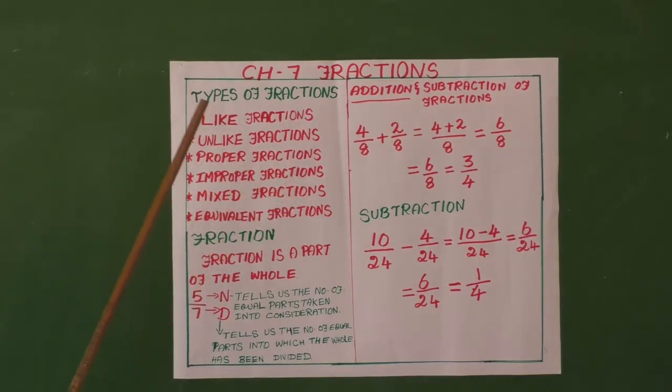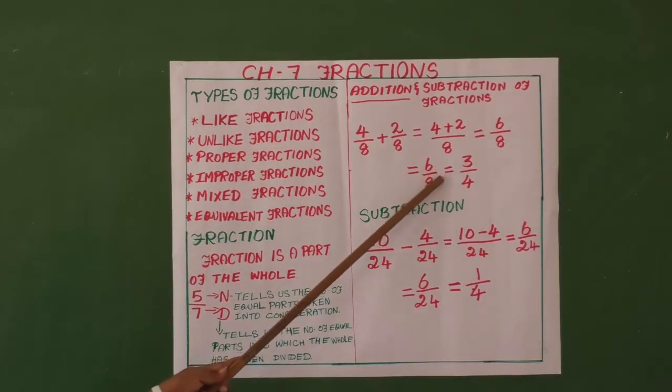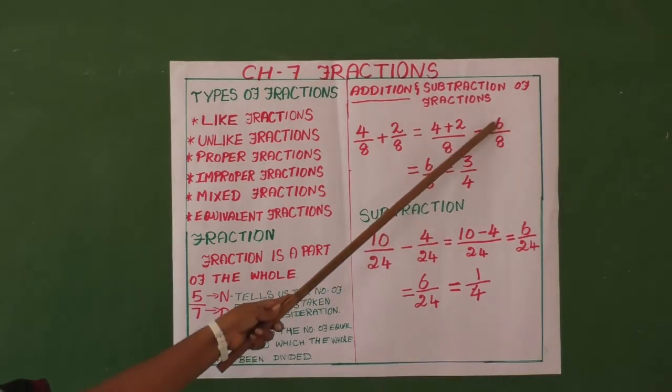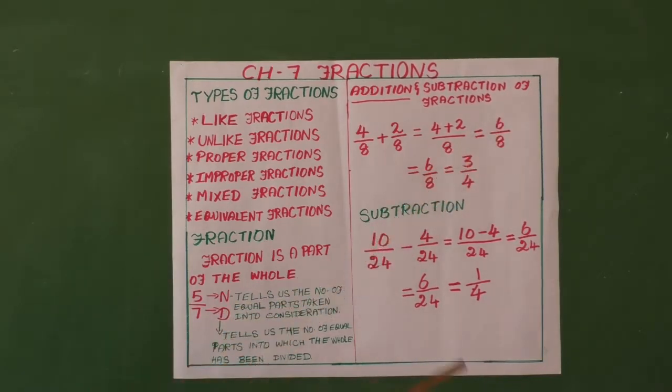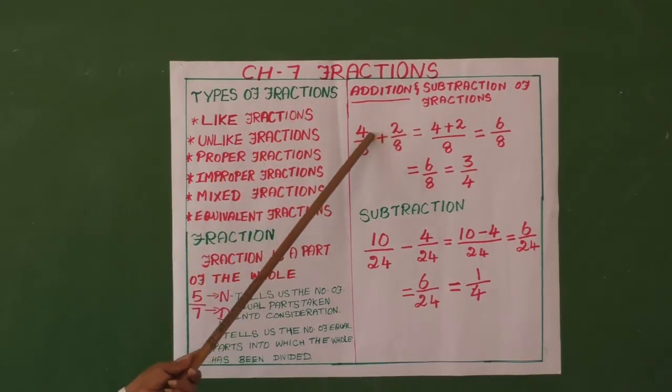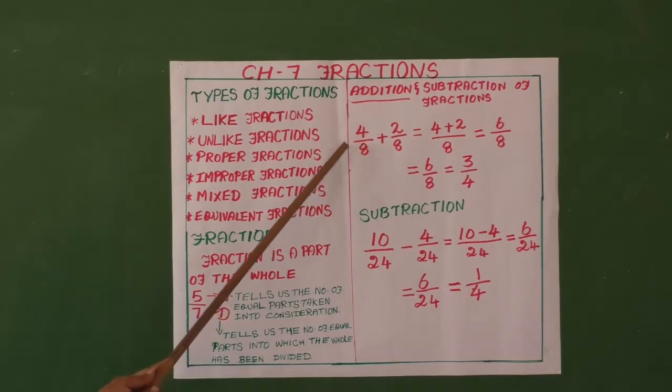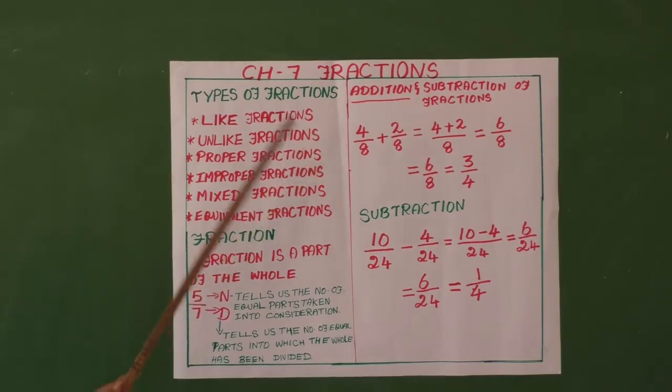For example, 2 by 3, 5 by 7, 8 by 9, like that different denominators. See 3 by 4, 6 by 8, different denominators. Different denominators means we are calling them unlike fractions. For example, 2 by 3, 5 by 7, 8 by 9, like that.